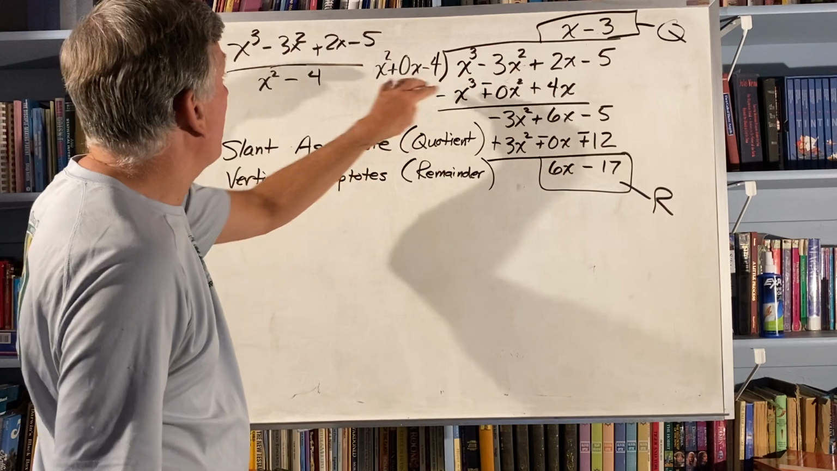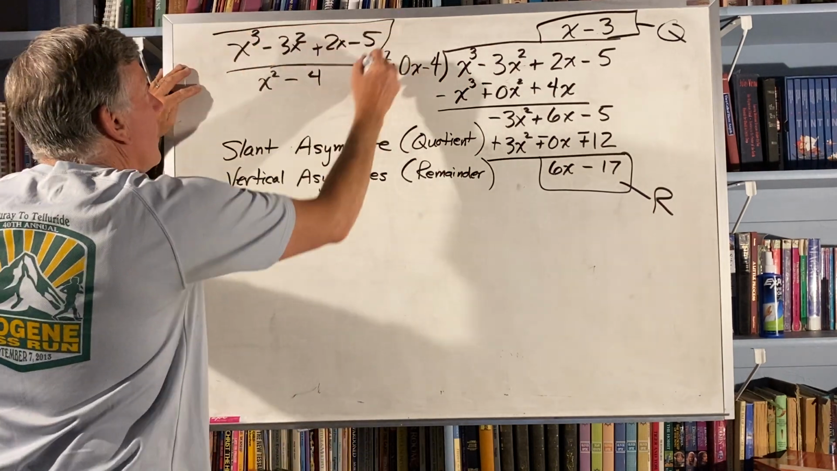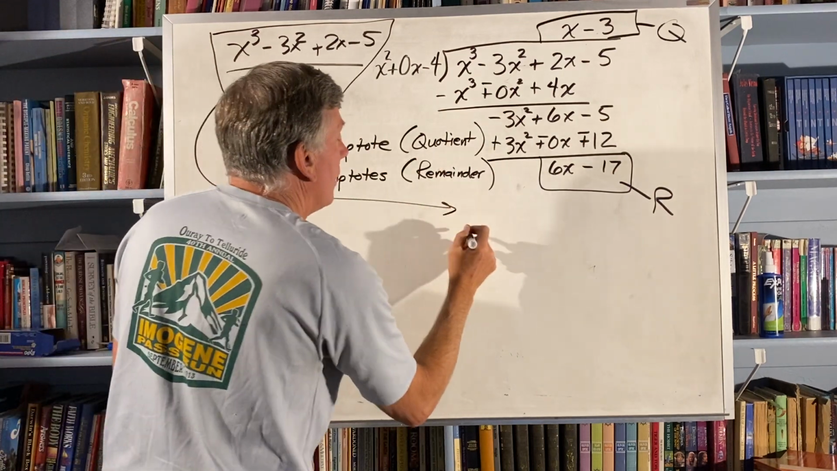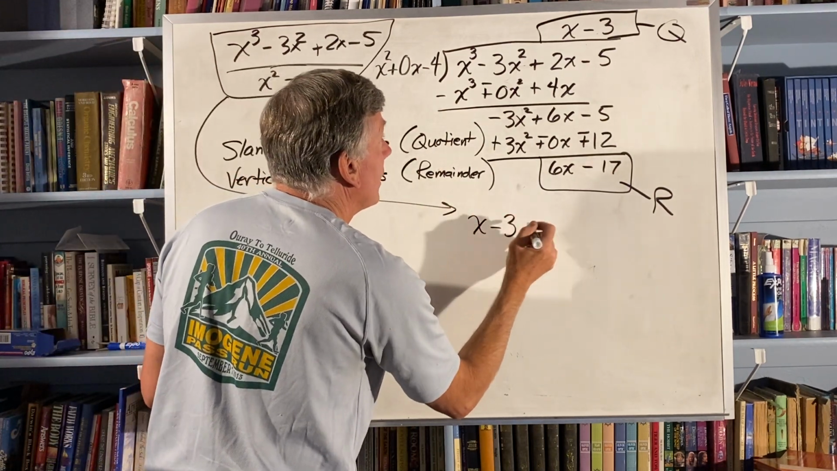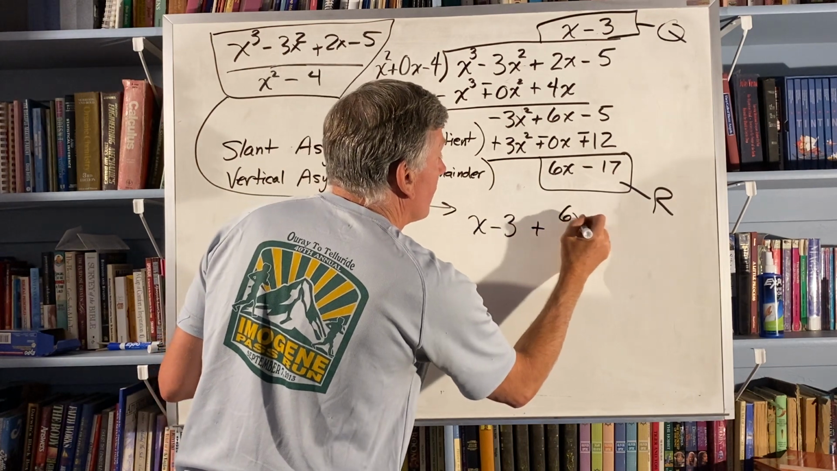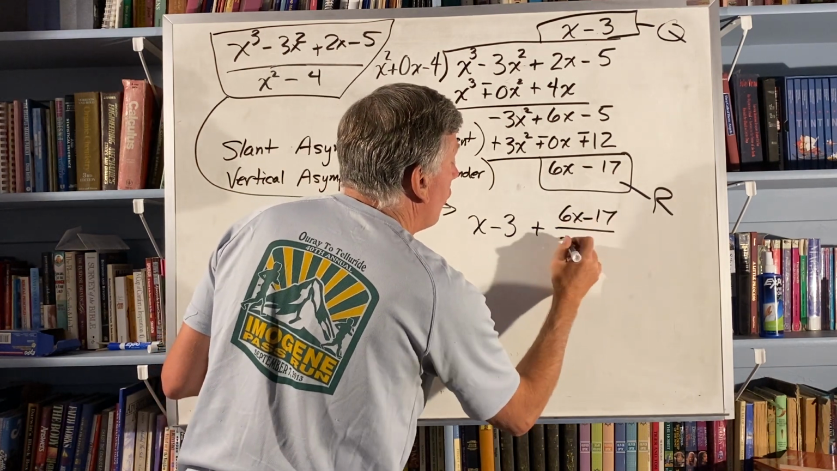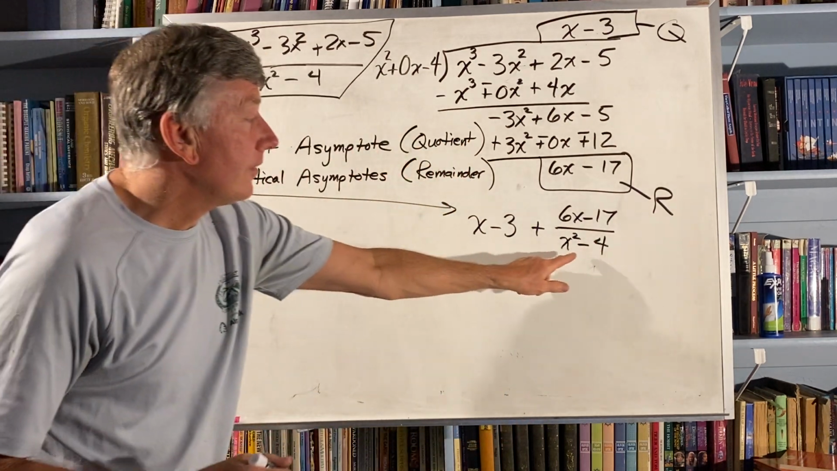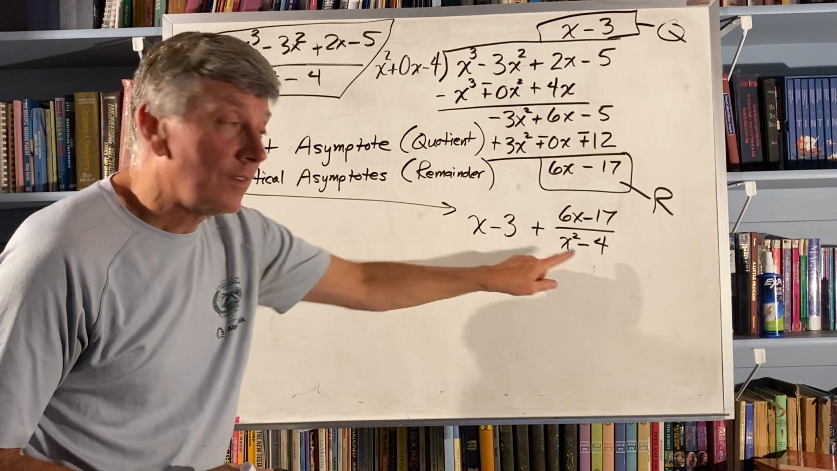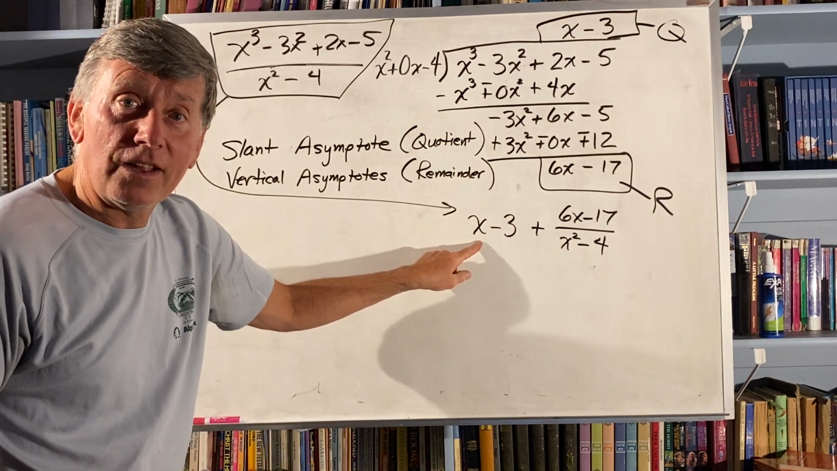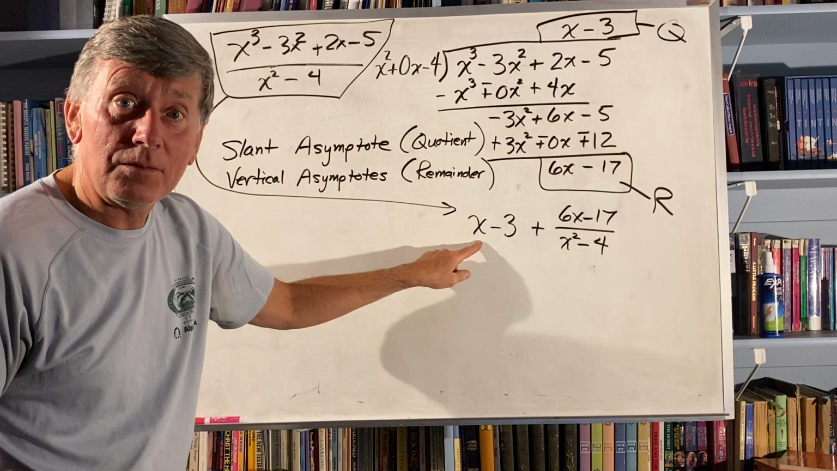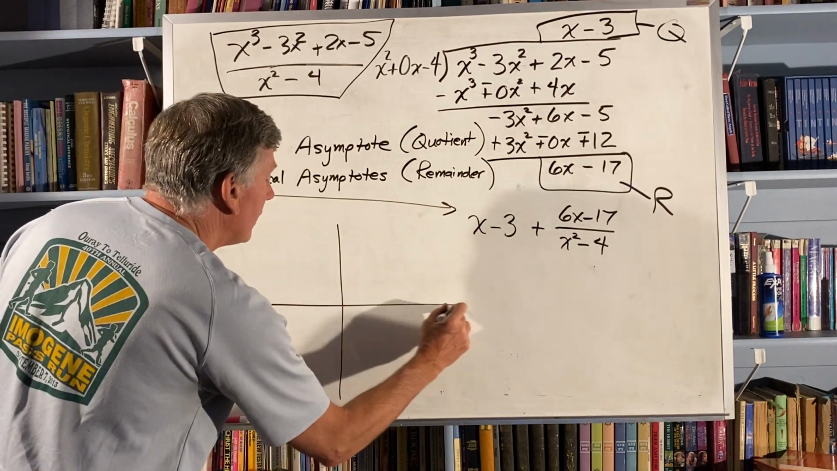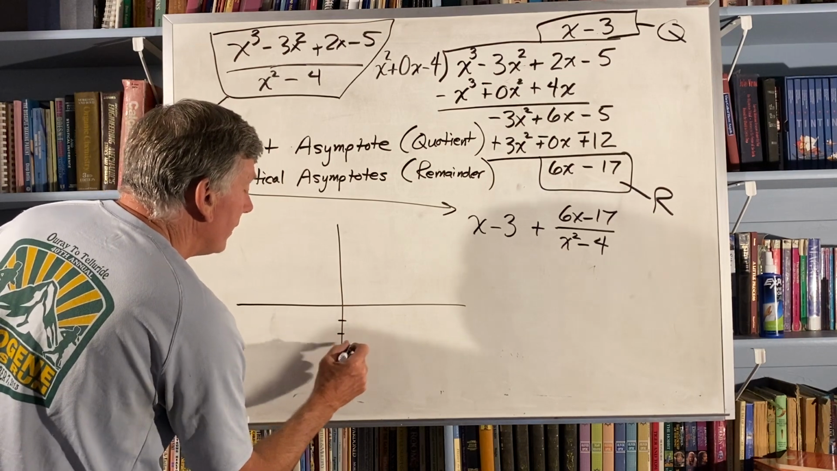Remember how I was able to write this thing here as x minus 3 plus (6x minus 17) over (x squared minus 4). This guy will give me my vertical asymptotes. This will give me my horizontal or slant asymptotes. In this case, x minus 3 is this line right here.